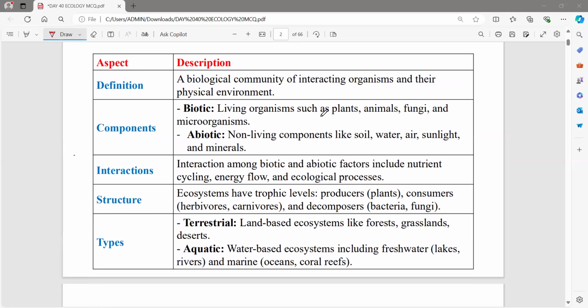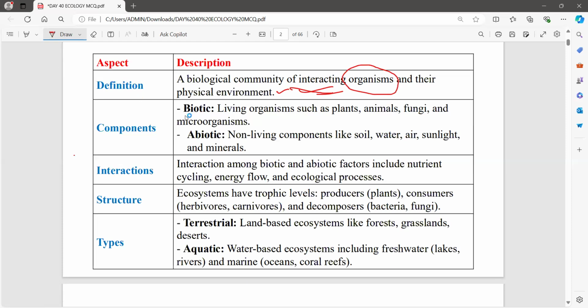And what is an ecosystem? An ecosystem is nothing but an interaction between biotic and abiotic factors. It is the interaction of a biological community of interacting organisms and their physical environment. So the study of the interaction between organisms and their physical environment will be the ecosystem, right?